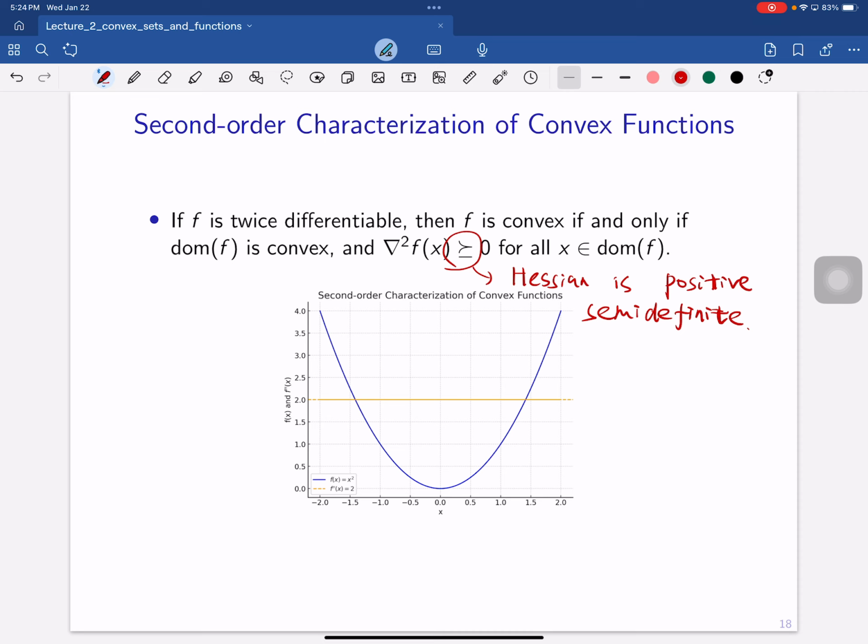Intuitively, when the second order derivative is positive semi-definite, you can think about the intuition in 1D: the second order derivative is non-negative, which means the derivative is increasing. As you can see here, for this quadratic function, its derivative keeps increasing, and that gives you a convex function, and the second order derivative is always non-negative. So that's the intuition, but proving it rigorously is not so straightforward.